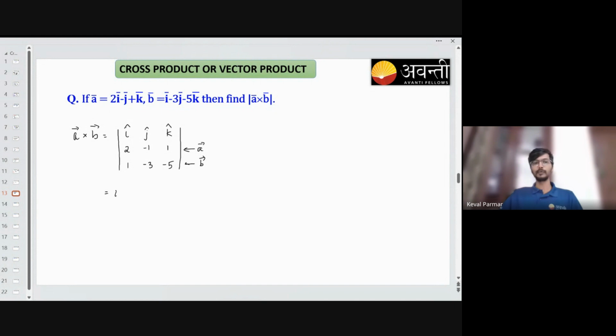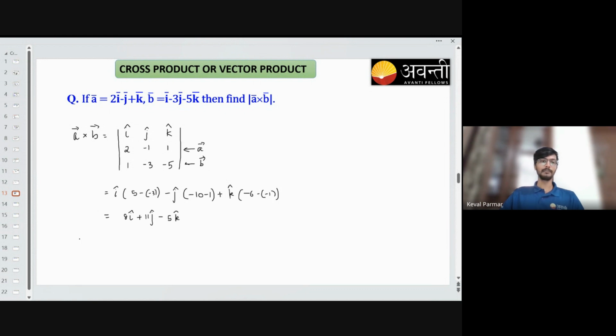So let us open the determinant. i into 5 minus of minus 3, minus j cap into minus and minus 1, plus k cap into minus 6 minus of minus 1. So I'll get 8 i cap plus 11 j cap minus 5 k cap.